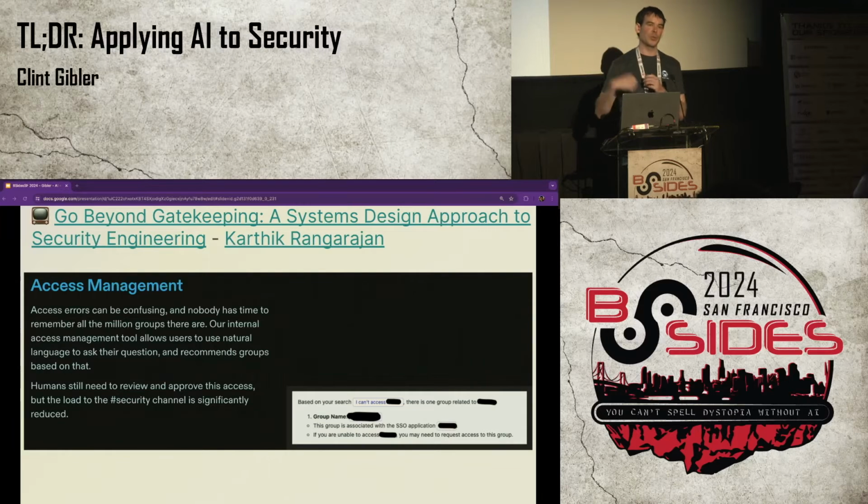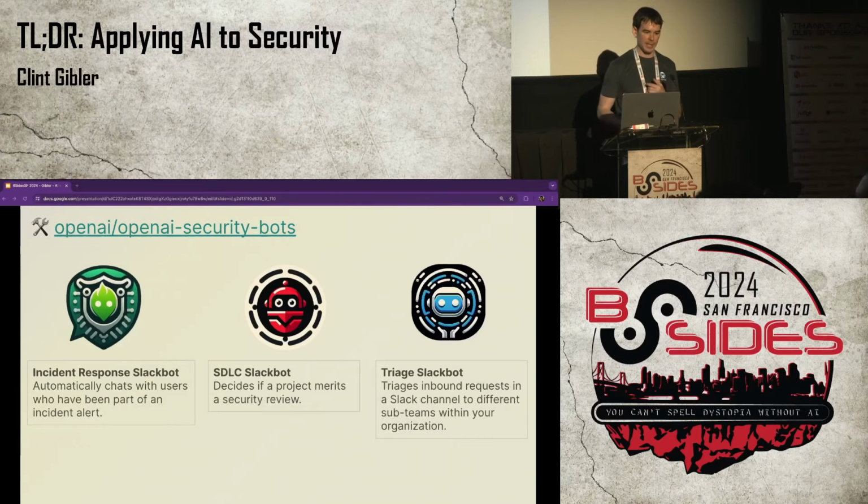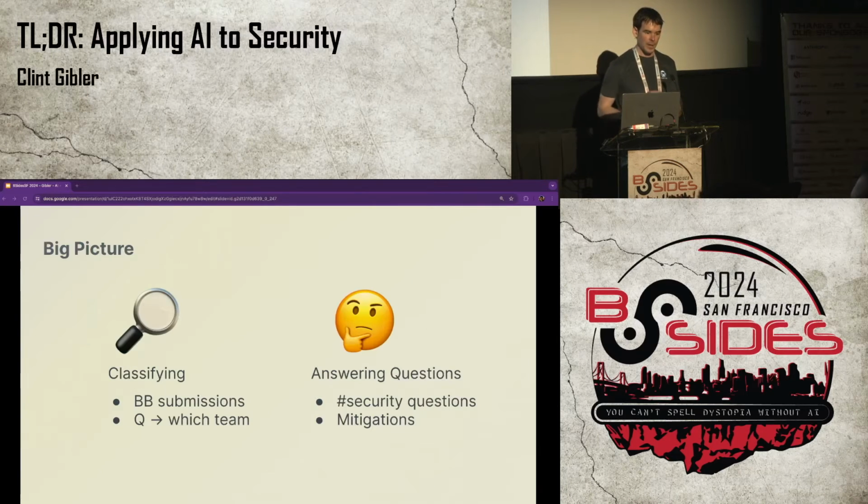You could help them troubleshoot, like, oh, you need to be added to this group, or help them get their job done, but still in a least privileged way. So they actually open sourced 3 of their Slack bots, which I've linked to on GitHub here. But what I'm trying to get at is there's a lot of things I'm going to discuss in this talk that are applying LLMs to security problems.